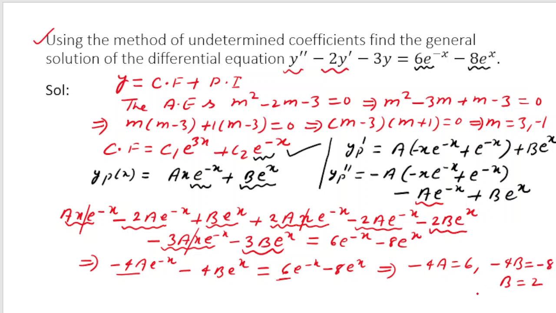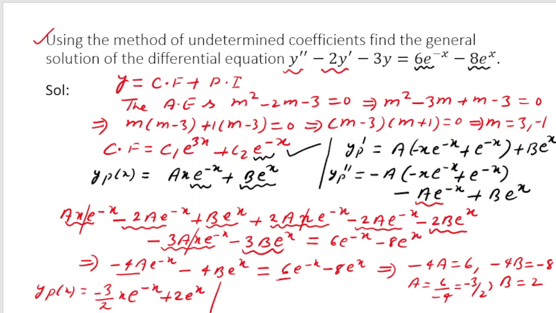So from this I get b is equal to 2, or from this I get a is equal to 6 by minus 4. So that is minus 3 by 2. Right. So what is the particular integral? So the particular integral is yp(x) is equal to a, that is minus 3 by 2 x e to the power minus x, and plus b, so that is 2 e to the power x.